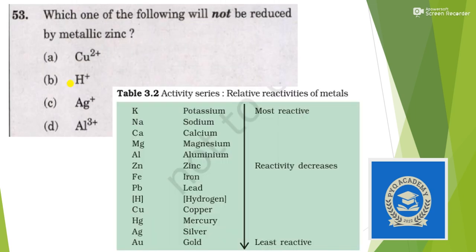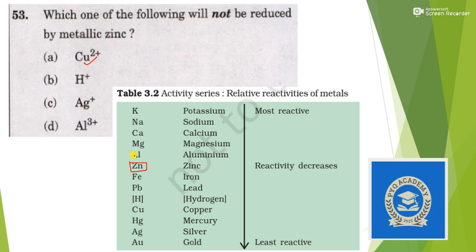Got it? Next, which one of the following will not be reduced by metallic zinc? Again a very simple question, provided you remember the reactivity series. The logic here is that an element has the power to reduce the elements below it. That means the elements below zinc are less reactive and those above it are more reactive. So it can displace or reduce the elements which are less reactive than zinc. Now let's find which is more reactive than zinc.